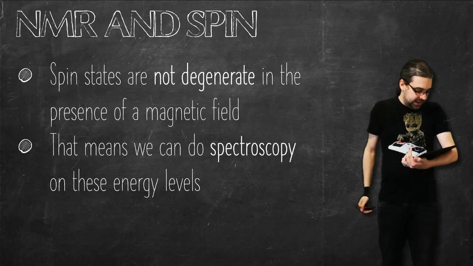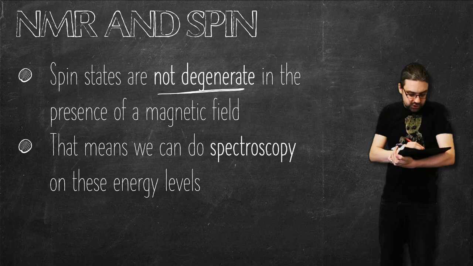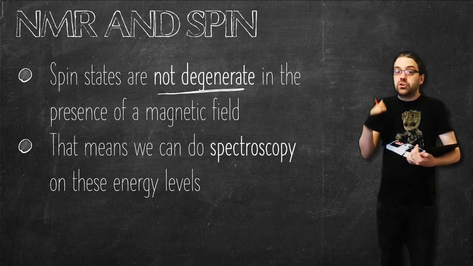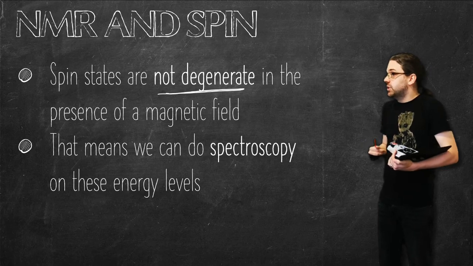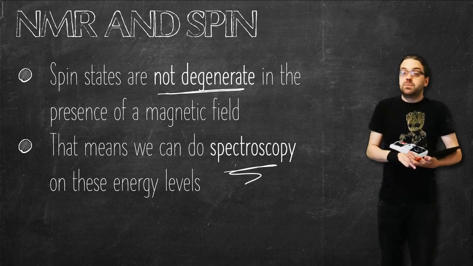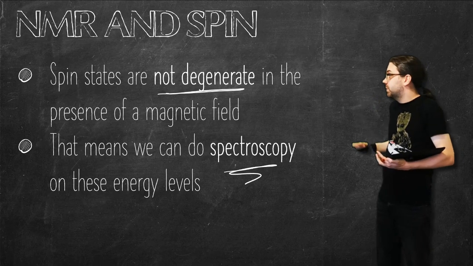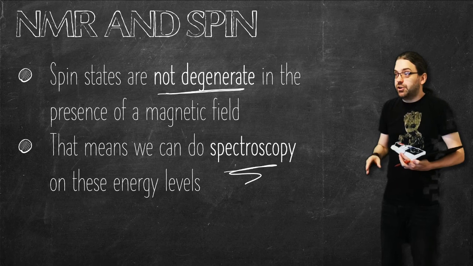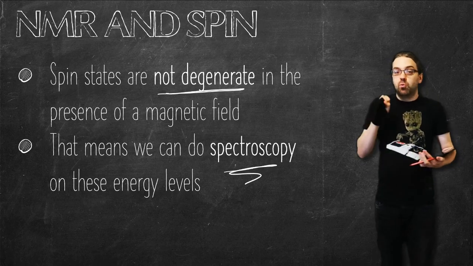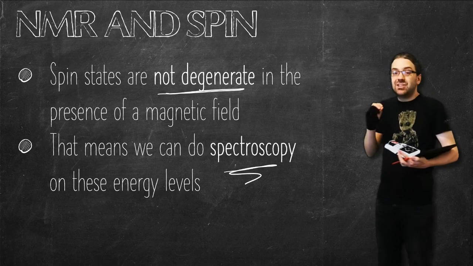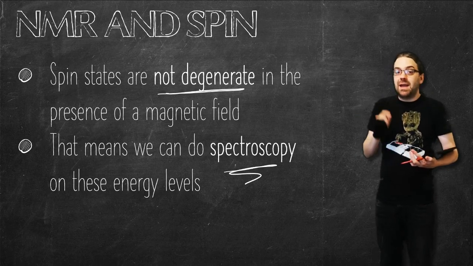So that's the basis of NMR. So spin states aren't degenerate in the presence of a magnetic field. The stronger the field, the bigger that energy gap between them. And that means we can do spectroscopy. And particularly we can do chemical spectroscopy because that field is influenced by electrons and the chemical environment. So it means if we fire radio waves at something in a magnetic field, we can actually get different absorptions depending on where a proton is in a molecule.